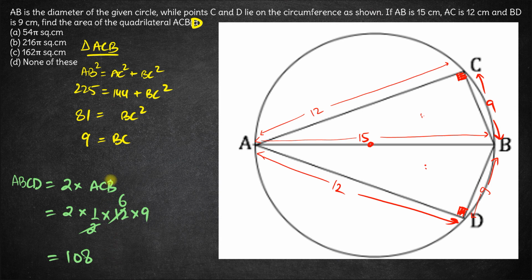So the area of the whole quadrilateral ABCD is 108 centimeters square, which is not there in any of these options. So the correct answer must be option D, none of these.